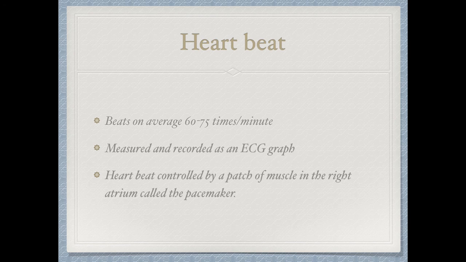Now the heartbeat can be controlled by a patch of muscles in the right atrium called the pacemaker. Now the pacemaker works by signals sent from the brain. Now, for example, if the brain detects that there's a change in the pH of the blood because of exercise. Now, this is because during exercise, your body produces a lot of carbon dioxide. Now, this carbon dioxide dissolves in the blood, forming a very weak acid. Now, your brain detects that, and then it sends a message to the pacemaker telling it that in the blood now, there's a lot of carbon dioxide.